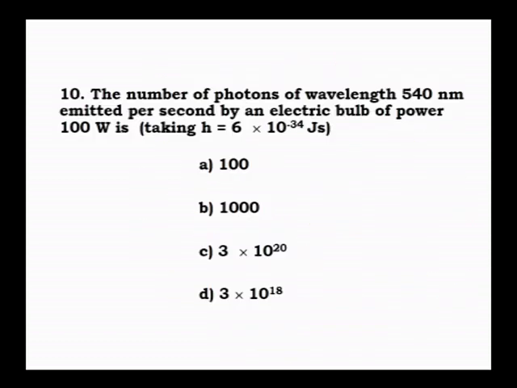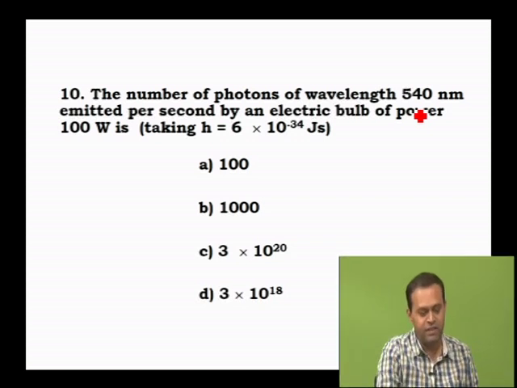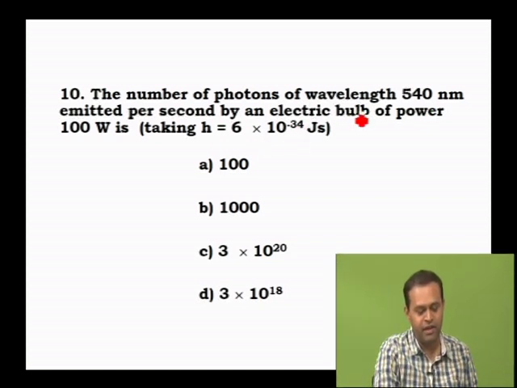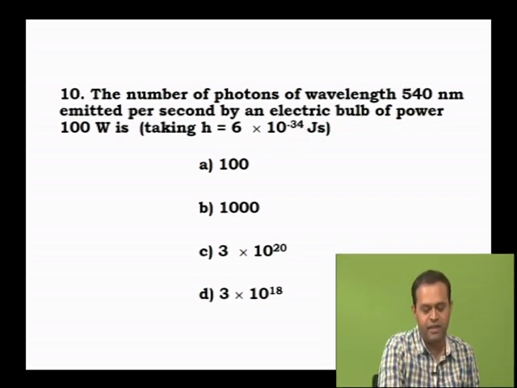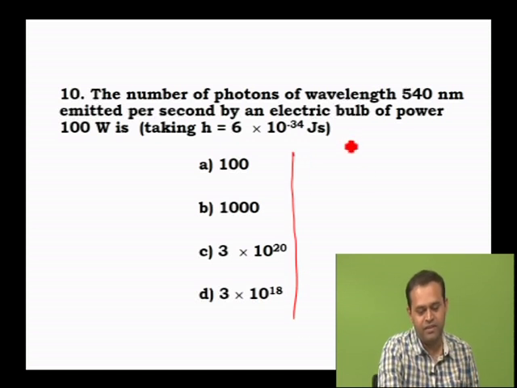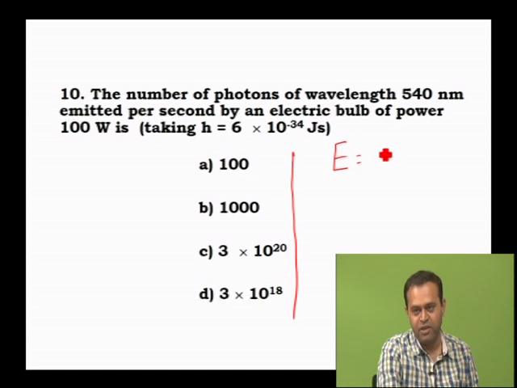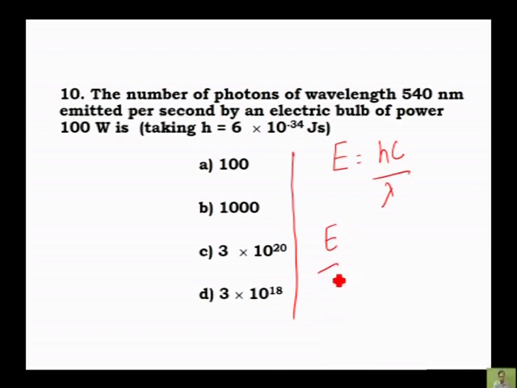Then the next question. The number of photons of wavelength 540 nanometer emitted per second by an electric bulb of power 100 watt is. Now listen to me. Energy of one photon, because the problem is given in terms of lambda, E is equal to h into c by lambda. Can you convert to power? Divide by time on both sides. Energy by time is equal to h into c divided by lambda into t.